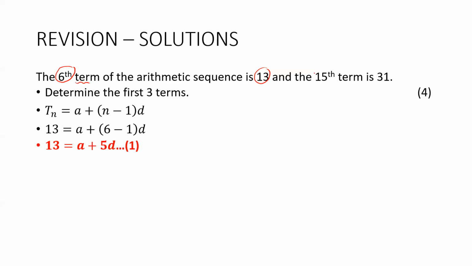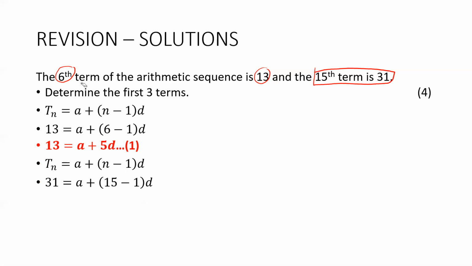Please give me the equation for this one. What is it going to be? Tn will be 31, equals a plus open bracket 15 minus 1, close bracket, d. And then it's going to be 31 equals a plus 14d. This is it. And then what do we do from here?